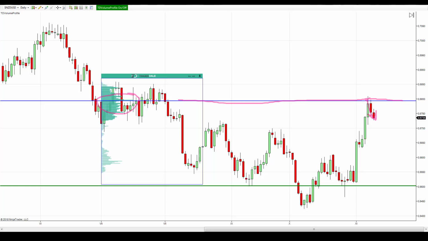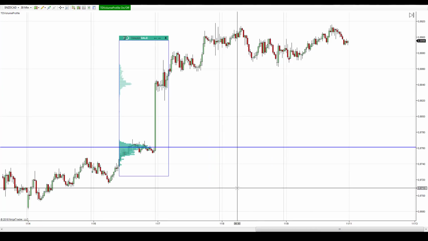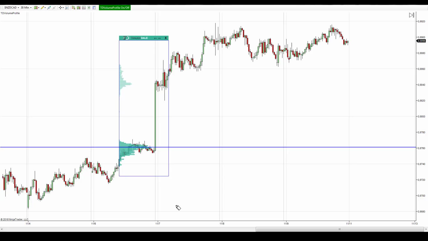So this was the small recap of the reactions to the levels which I mentioned in the previous weekly trade ideas videos. And let's now have a look at the new trade ideas. Let's start with intraday trade ideas, and let's have a look at the New Zealand dollar, Canadian dollar. So this is a 30-minute chart for the New Zealand dollar, Canadian dollar, and there is one new intraday level which I would like to show you.